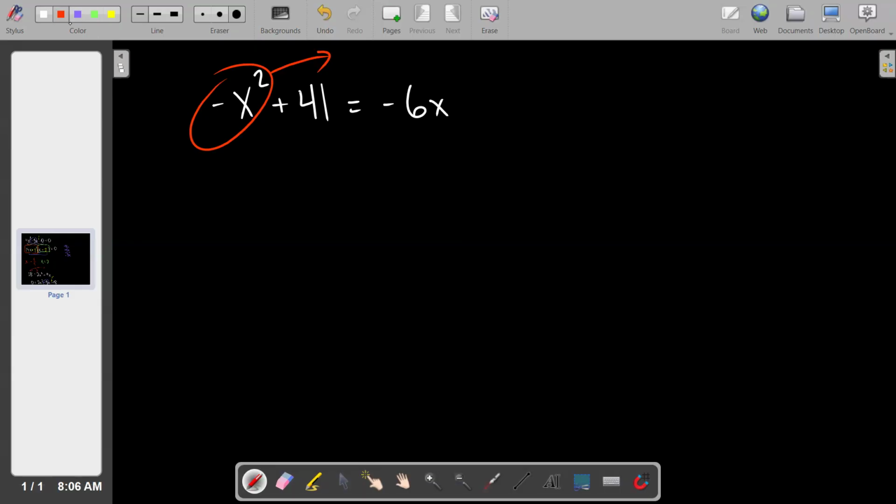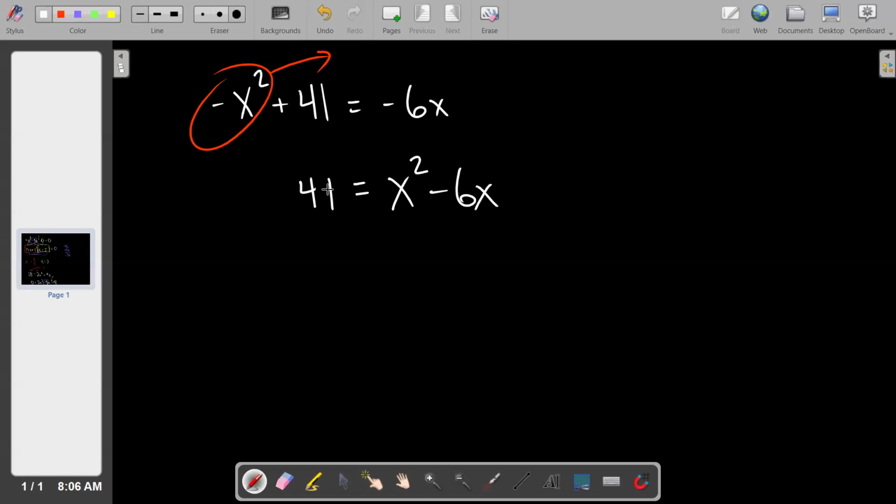And normally I would say 41, come along for the ride, but for reasons that I think you might already know, I'm not going to do that. If I move the x squared across and I leave the 6x where it is, and I leave the 41 where it is, this is now ready for completing the square.